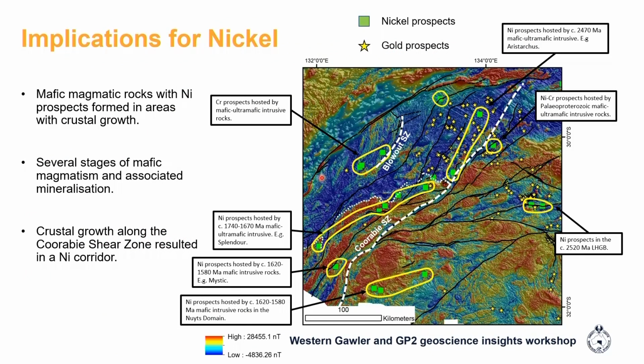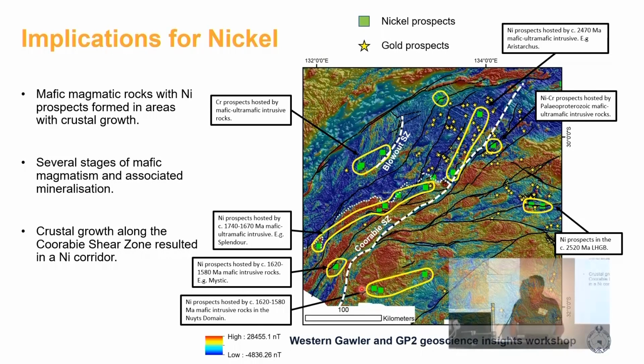Now, why is this important? I've drawn the Kurubi in here in the white dashed line. The mafic magmatic nickel prospects tended to be formed in areas with crustal growth. And if we look at this, this is the Aristarchus area that we've been talking about before through here. We also have this part over here, which is the one that Claire mentioned before, the chromium. But what I find interesting is these 2 new belts have also got, this is the work Western Areas, I think Mithril originally drilled through this area.